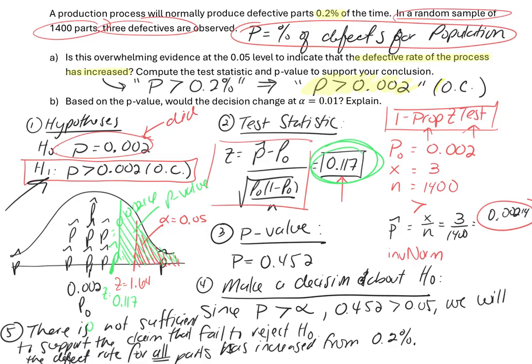And that makes a lot of sense because remember, we did not reject this. We failed to reject the null hypothesis claim. So because we didn't reject that, we're basically saying it could still be true. Therefore, our evidence does not support the original claim that the percentage of defects has increased.